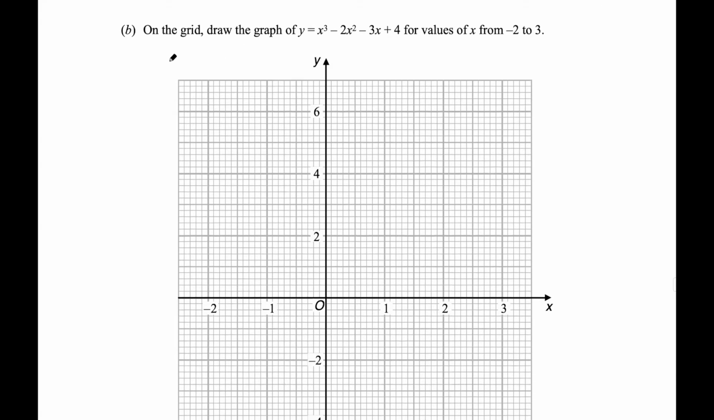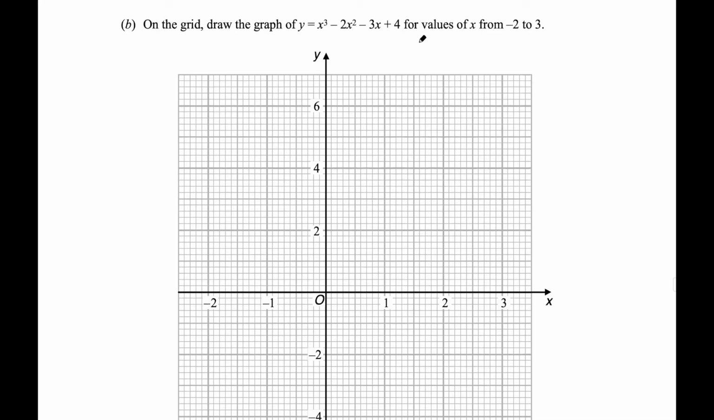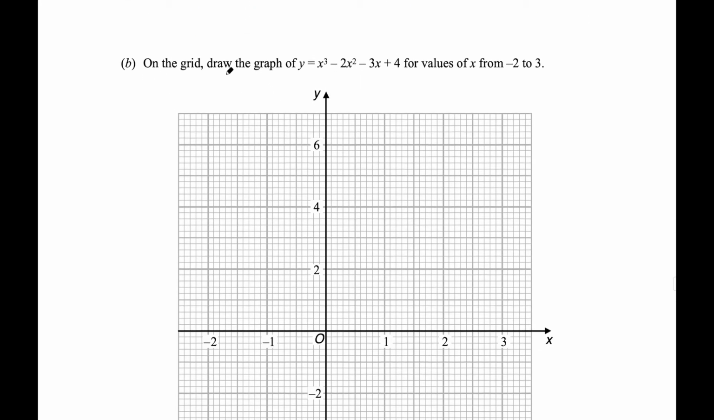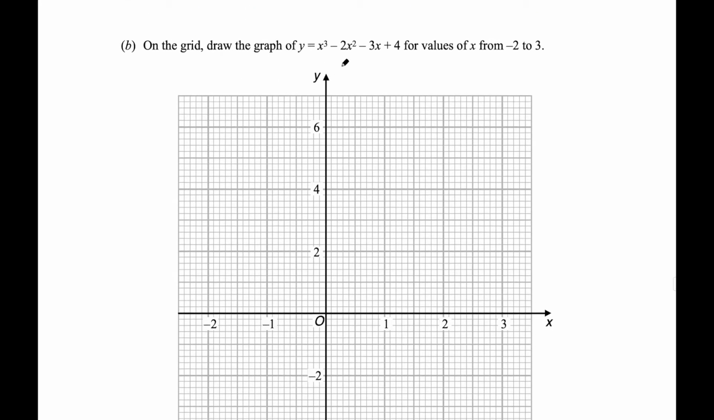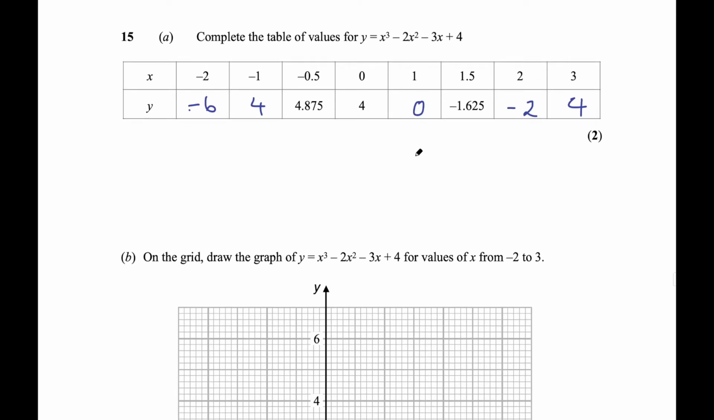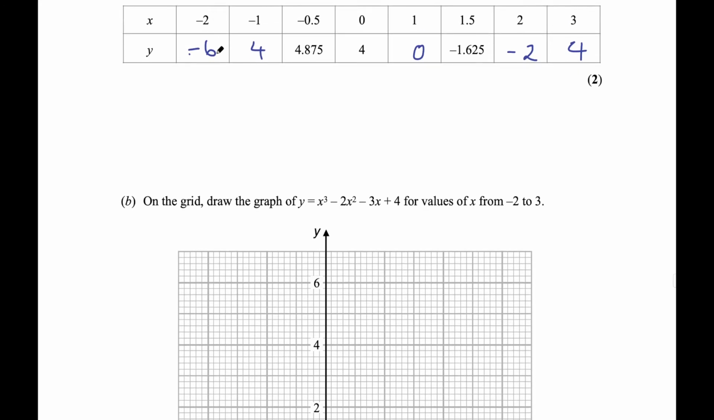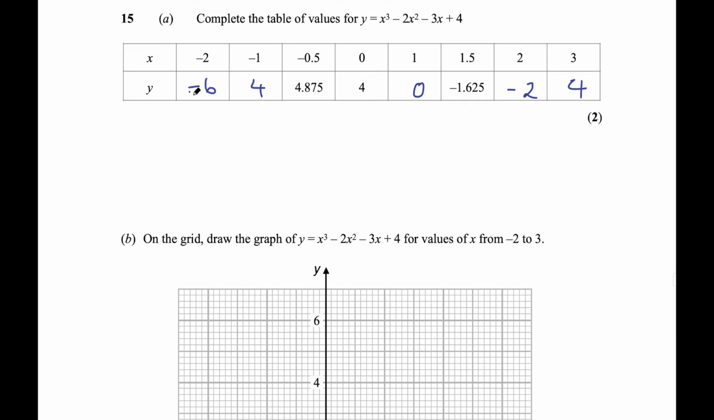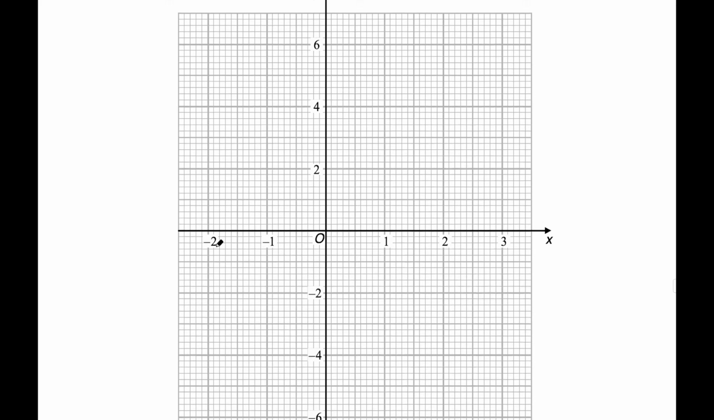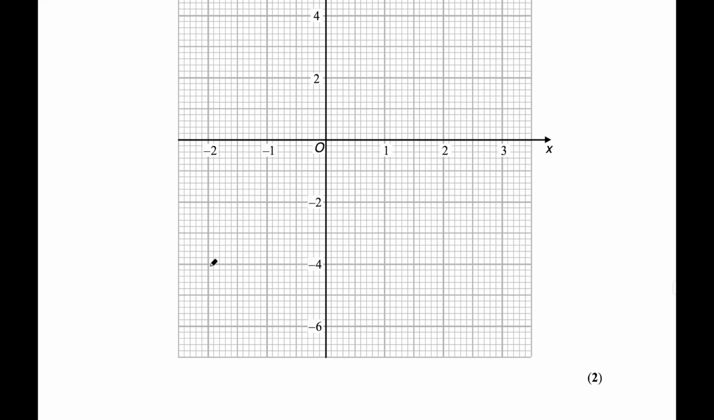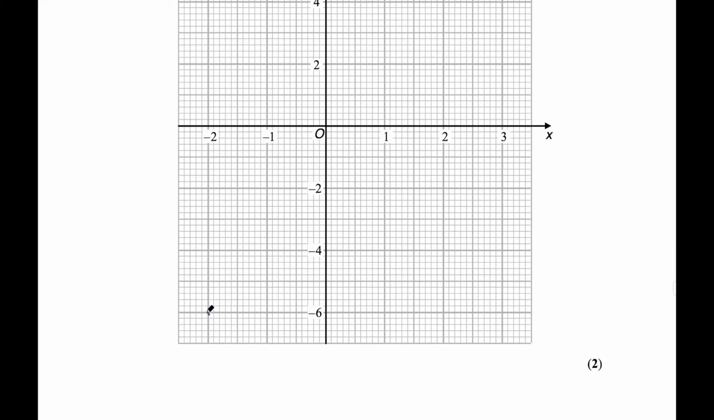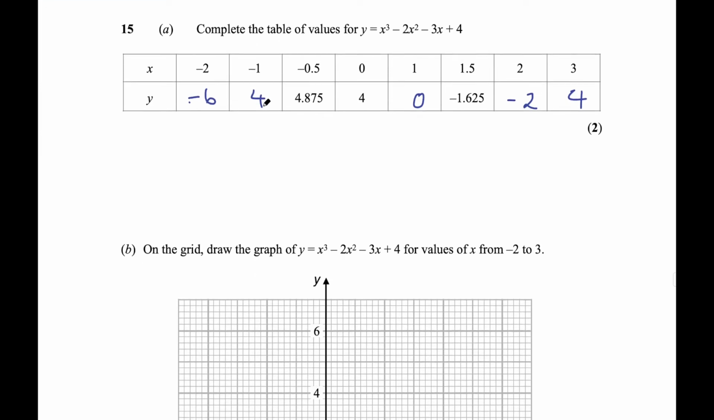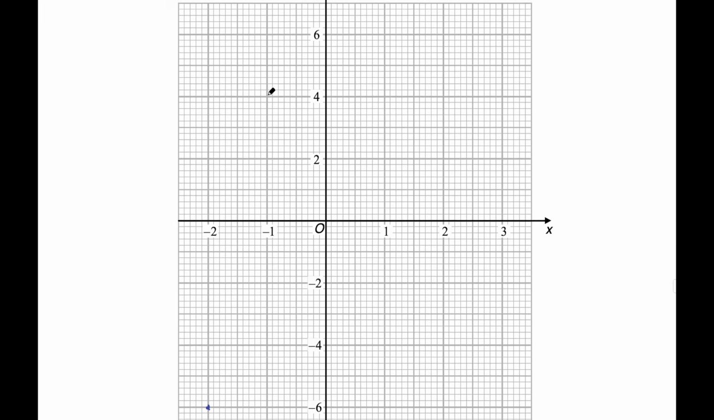Part B fairly predictably asks you to plot this graph. So it says on the grid, draw the graph of y equals x cubed take 2x squared take 3x plus 4 for the values of x from -2 to 3. So that's just this table of values. So what we want to do is take these points and plot them. So -2, -6 is down here. Next one, -1, 4.